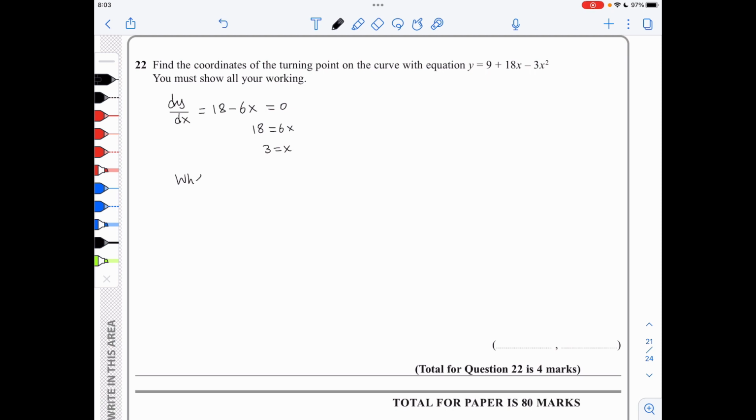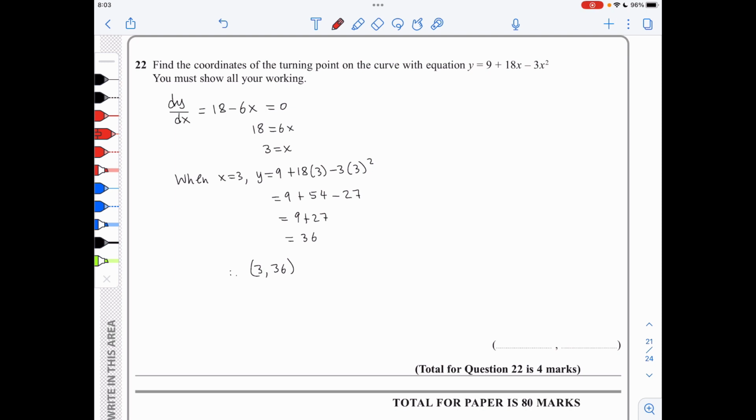And when x is 3, I will substitute to get the y value. So y is 9 plus 18 times 3 minus 3 times 3 squared. Now 18 times 3 is 54. 3 times 3 squared is 3 times 9, which is 27. So this is 9 plus 27, which is 36, and therefore the point is 3, 36.